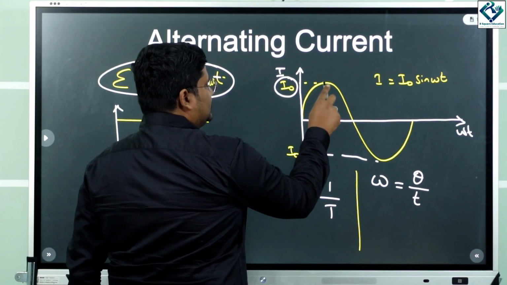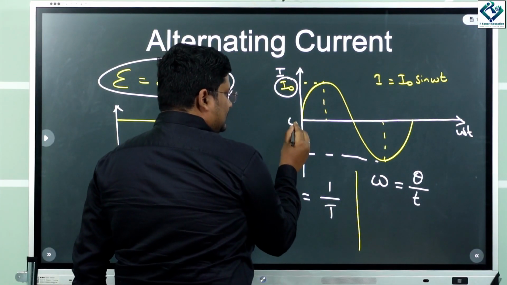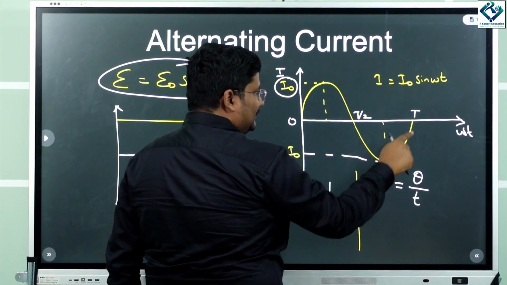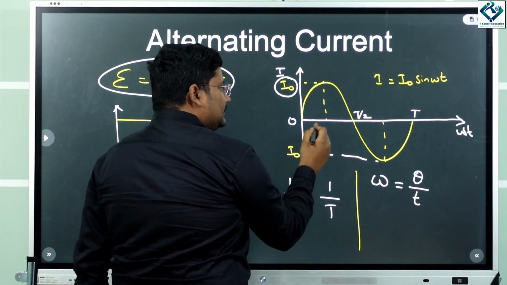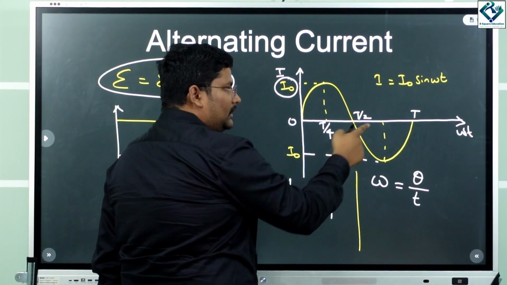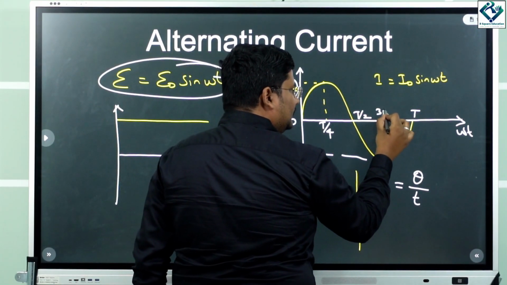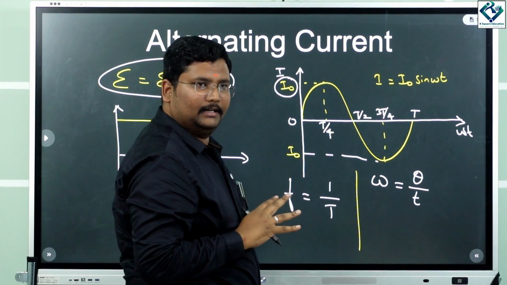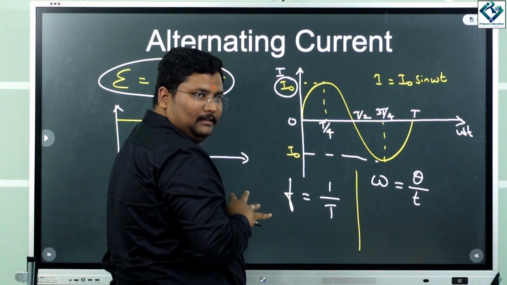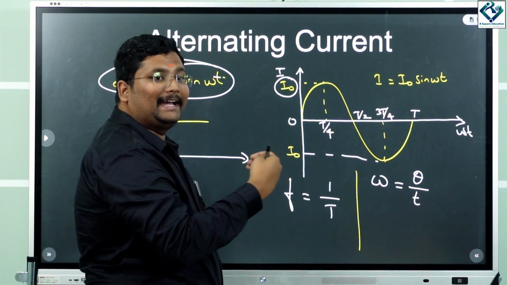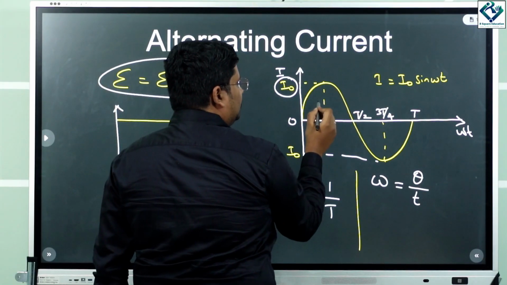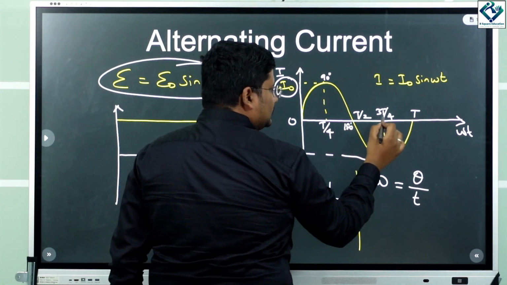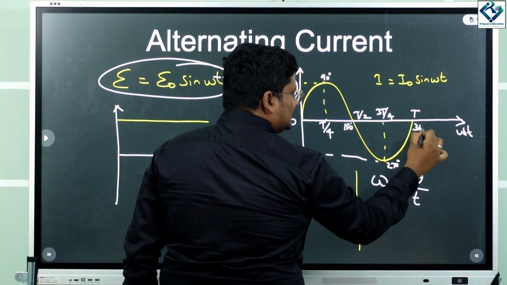Why is that so? Because this is 0, this is going to be T by 2, and this is going to be T. This is going to be one complete cycle over a period of 0 to T. This is going to be T by 4. What will be this? 3T by 4. This is in the case of time period. When you are taking it in terms of angles, this is going to be 90 degrees, this is going to be 180 degrees, this is going to be 270 degrees, and this is going to be 360 degrees.